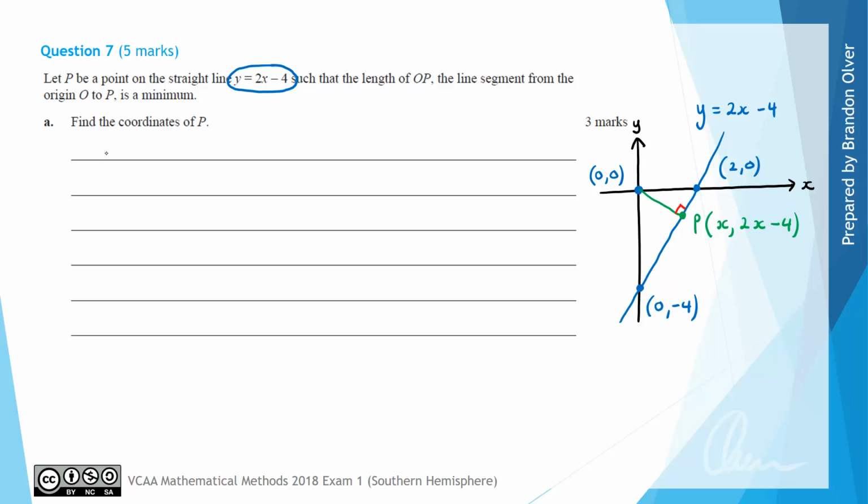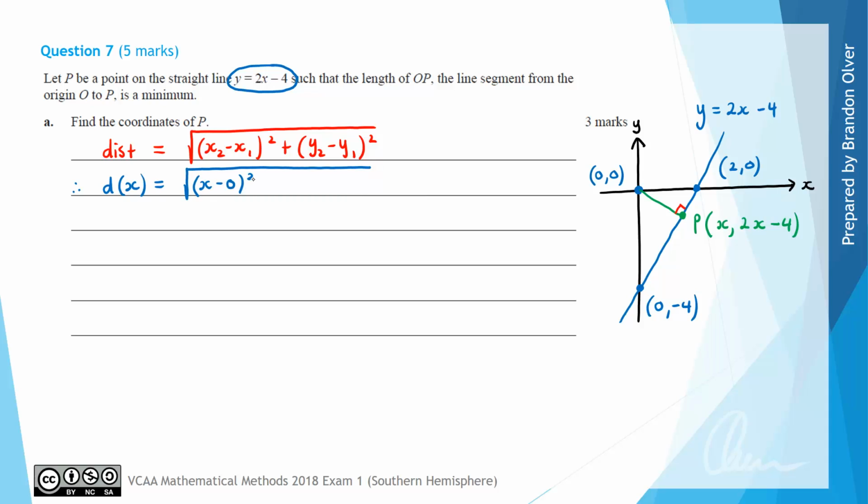That method is using the distance formula. We know that the distance between 2 points can be expressed as the square root of x2 subtract x1 squared plus y2 subtract y1 squared. So for this question, our distance equation, which involves the variable x, is going to equal the square root of x subtract 0 squared, the difference between the x value and the origin, plus the y value to the origin, which would be 2x subtract 4 minus 0 squared.